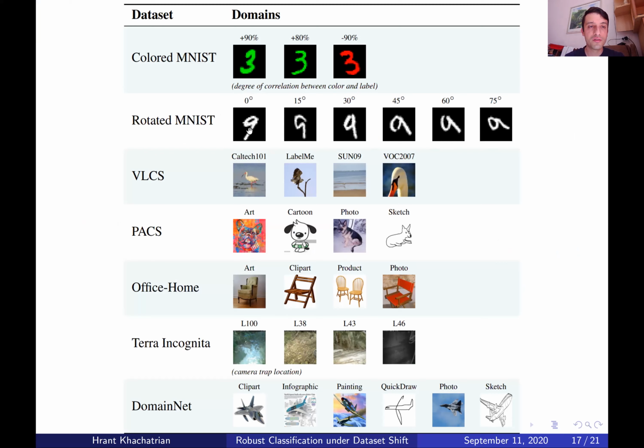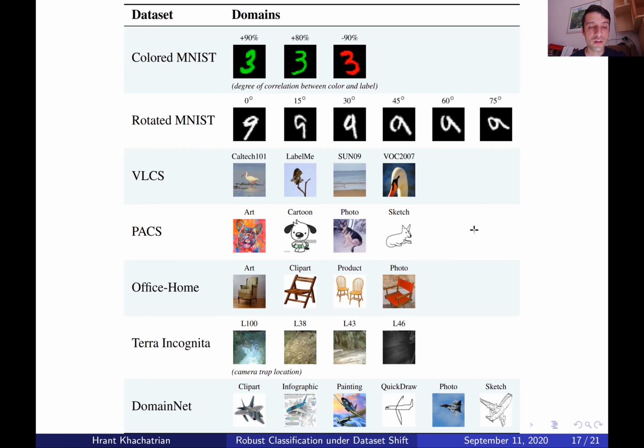It is rotated MNIST, so you train on regular images of MNIST and you try to run it on different rotations. But the others are much harder. So you can see here an art, clip art, product, and a photograph. So imagine you train on the first 3 and you want to generalize on the 4th, or you train on the first and the second and you want to generalize to the other 2.